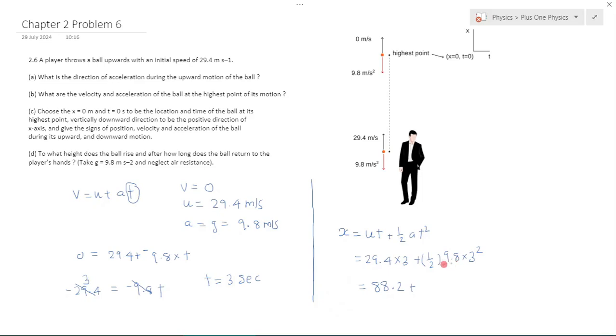And the next is 4.9 into this. We can say this is 4.9 into 3 square. 3 square means 9. So 4.9 into 9 gives about 5 into 9, which means 44.1. So x is 132.3 meters.